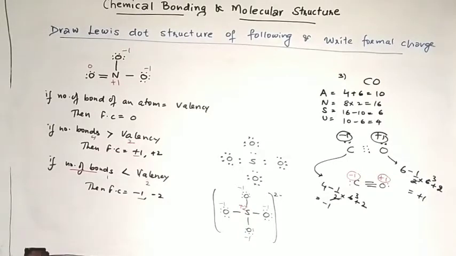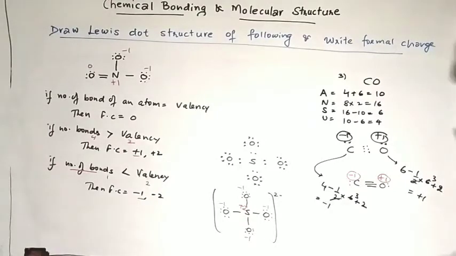So this is the way to write the formal charge directly from the valency of an atom. Clear? You can write the formal charge directly, or you can use the conventional method, that is, number of valence electrons minus half of shared plus unshared. That is the conventional method to find the formal charge on any atom in the molecule.